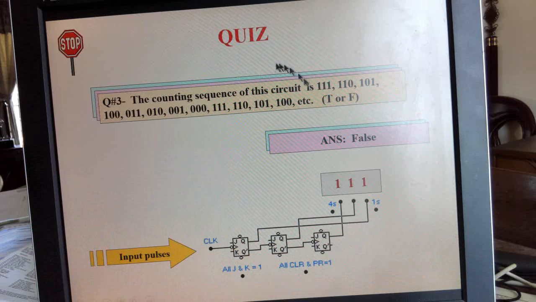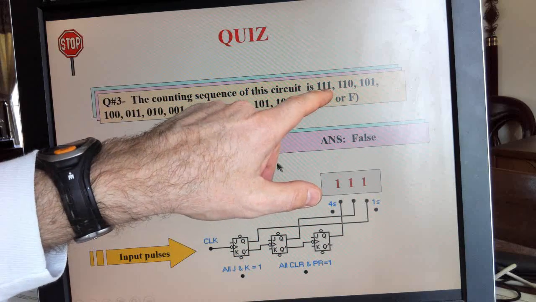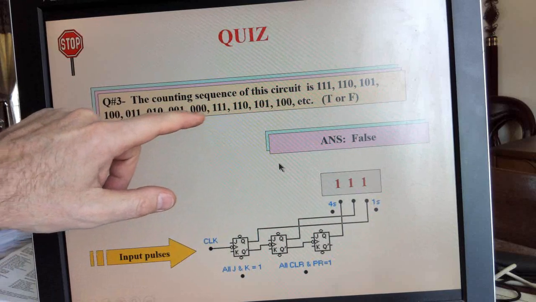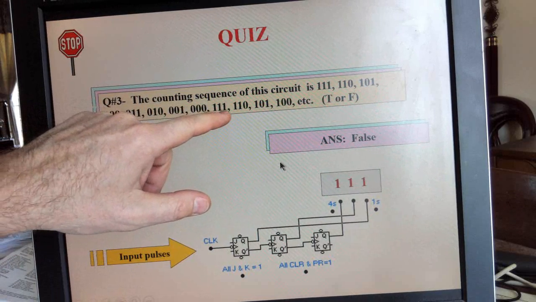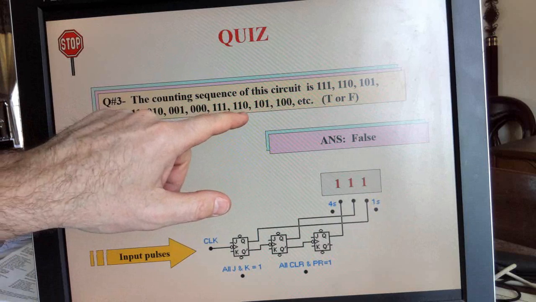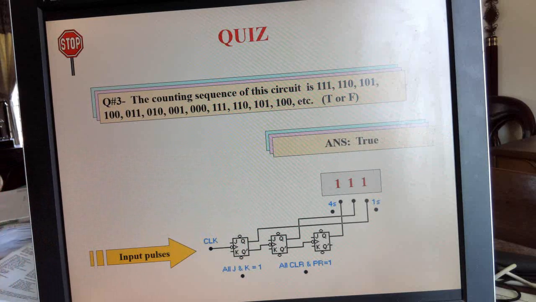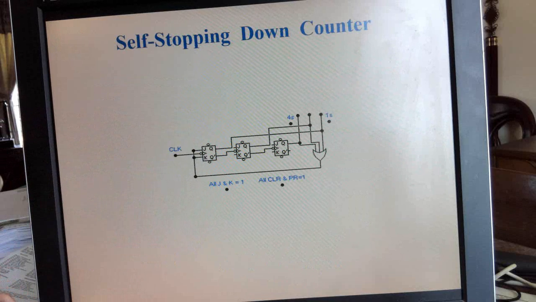Okay, the counting sequence for the circuit, again, looking at this, you go from 7 to 6 to 5 to 4 to 3 to 2 to 1 to 0, 0 to all 1s again, 7, and then continue counting, right? So this would be true. We are counting down, and we are going to recirculate and start over again. Self-stopping down counter, this is really going to be a topic for the next video, so we'll pause this here, and that should do it.